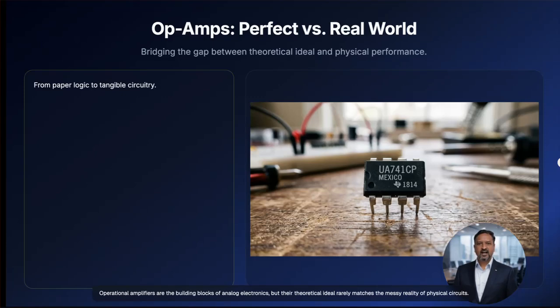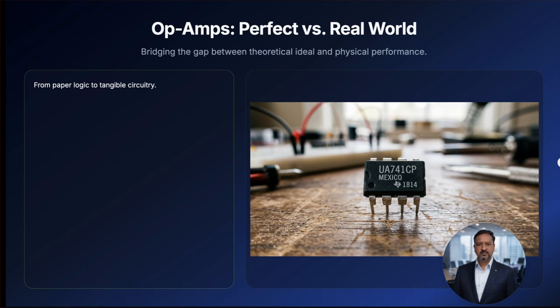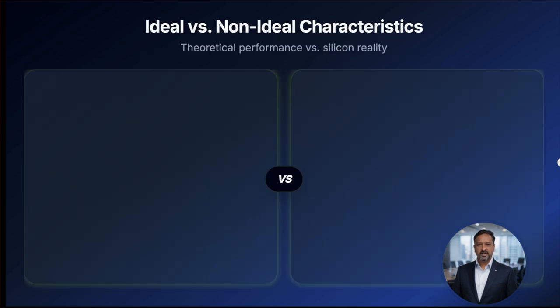Operational amplifiers are the building blocks of analog electronics, but their theoretical ideal rarely matches the messy reality of physical circuits. In this section, we examine the practical limitations that engineers must account for when designing with real world hardware. When designing with operational amplifiers, we must balance theoretical ideals against physical realities.